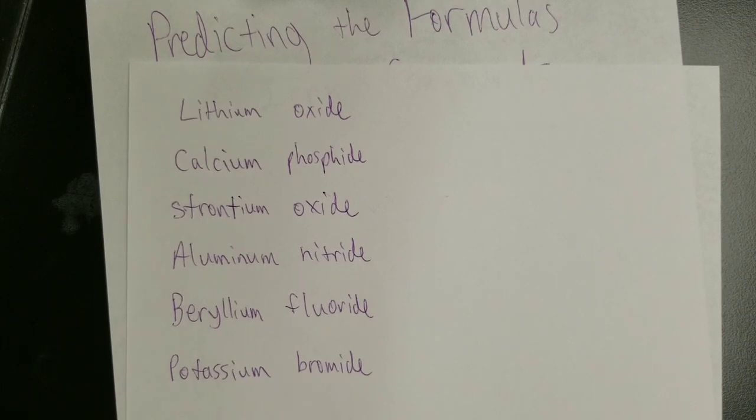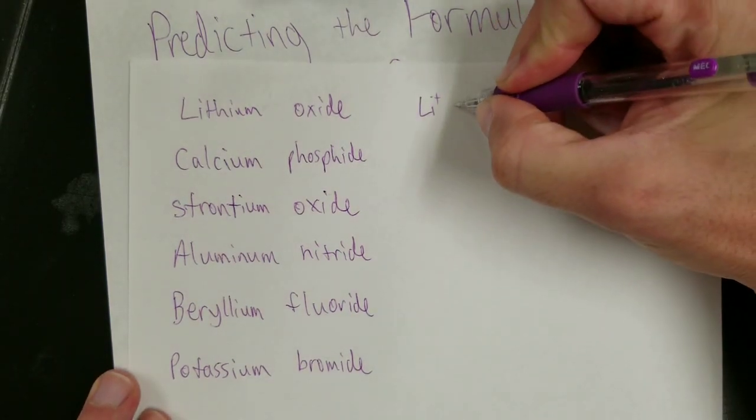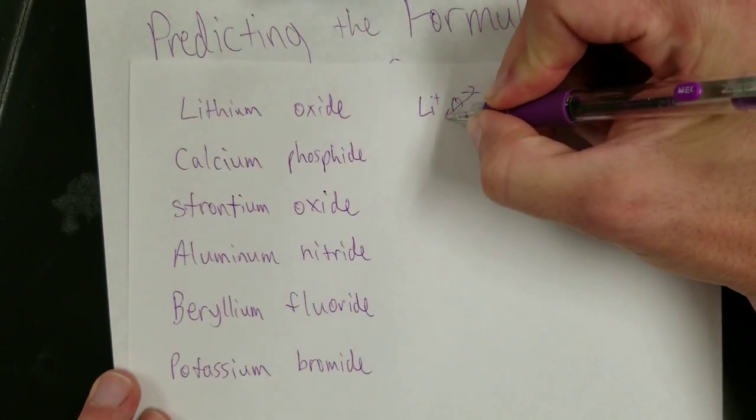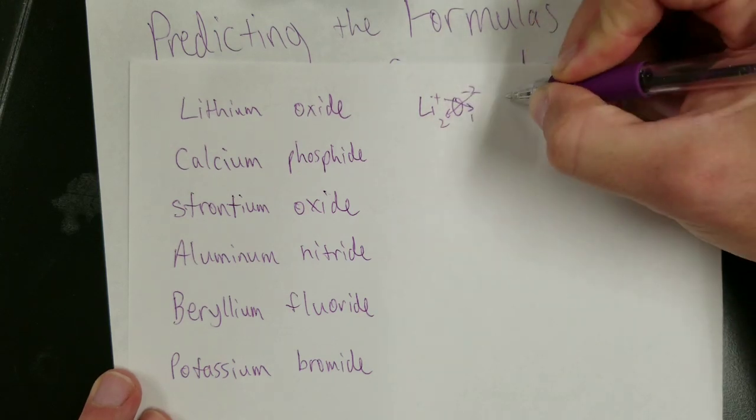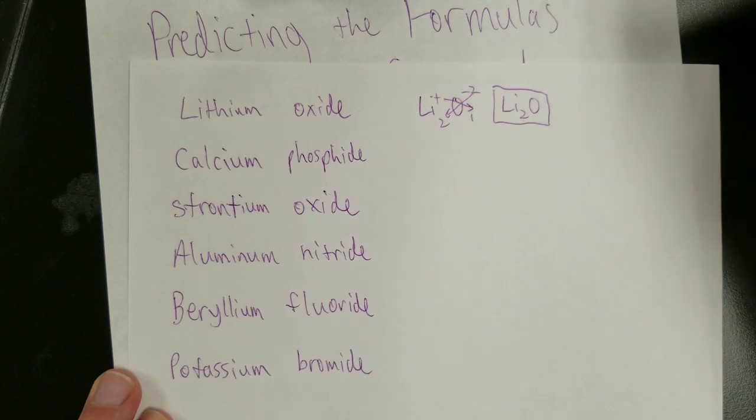I'll start writing these now. Hopefully you've paused and taken a moment to write out what they would be. And now I'll start working them out and explaining why I got what I got. Let's see, lithium's a +1. Oxygen's a -2, so I'll put that 2 there, I'll put the 1 there. Lithium oxide would be this formula.